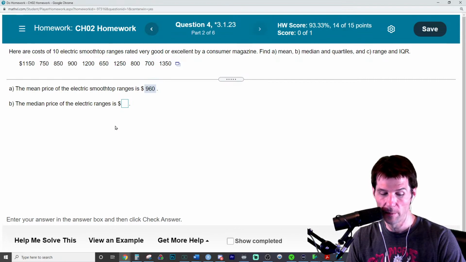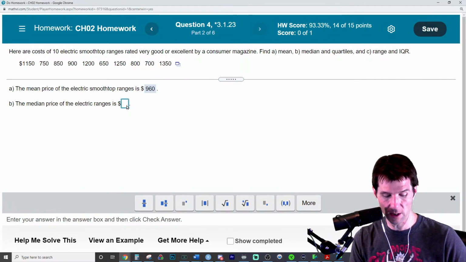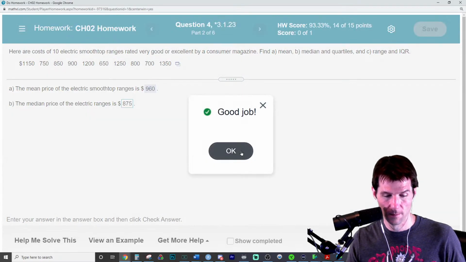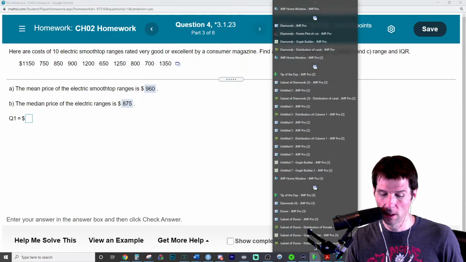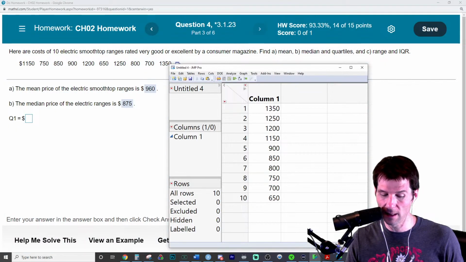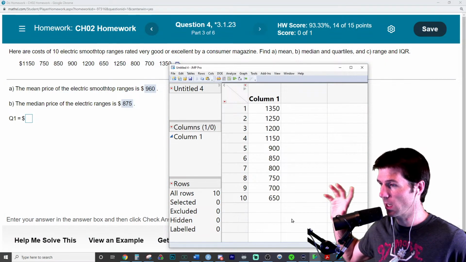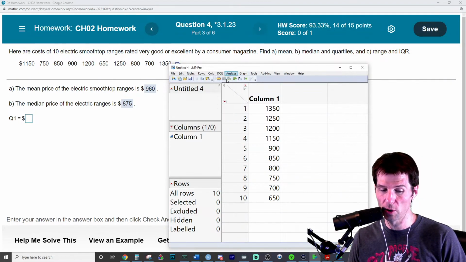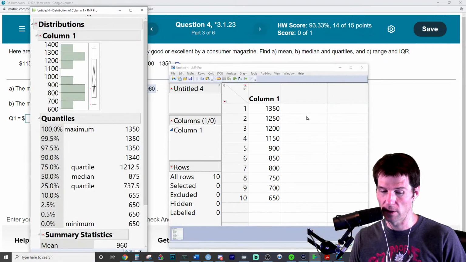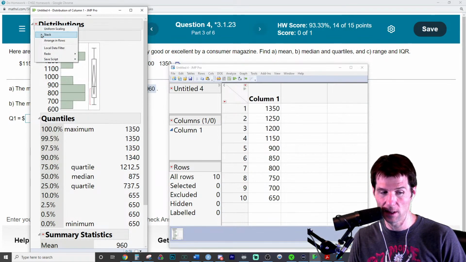Now the median is the middle number, and there's no middle number, as we were saying, so we average together the two. And now Q1 is usually where people get stuck on this one. Huge disclaimer. I need like blaring things on the screen, like disclaimer, disclaimer, disclaimer. If you do this via analyze distribution, you will get the wrong answer. It's just the way that JMP calculates it.